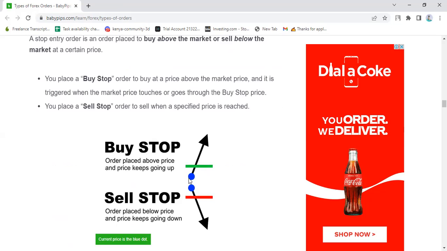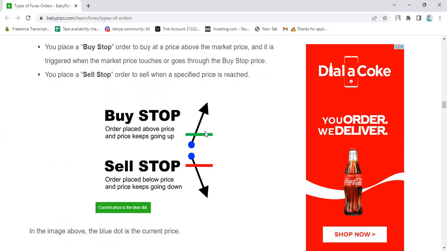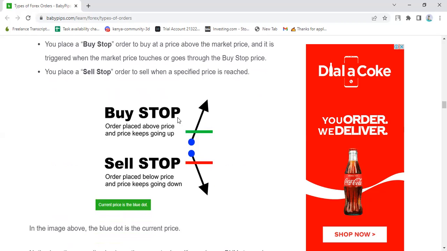So a buy stop, you will be predicting a point that the market will reach and then continue moving in the upwards direction. So we'll take a buy stop there. We shall place a buy stop so that the market comes, triggers it, and then continues moving up in the uptrend direction. A sell stop is just the opposite of a buy stop.